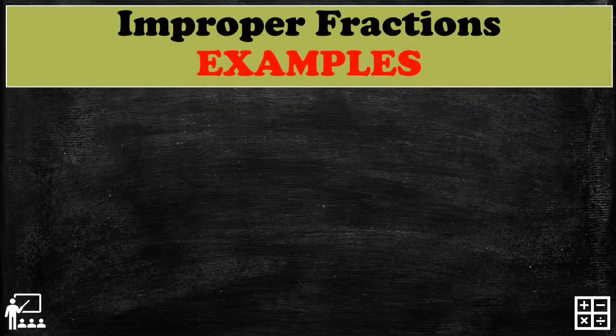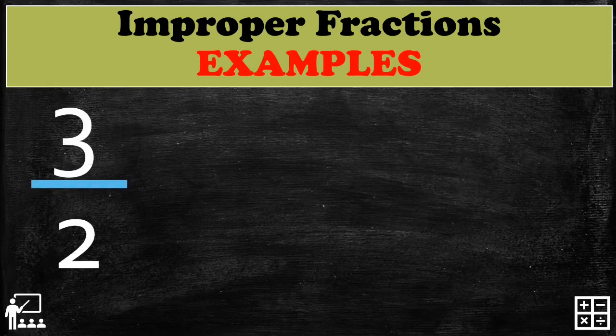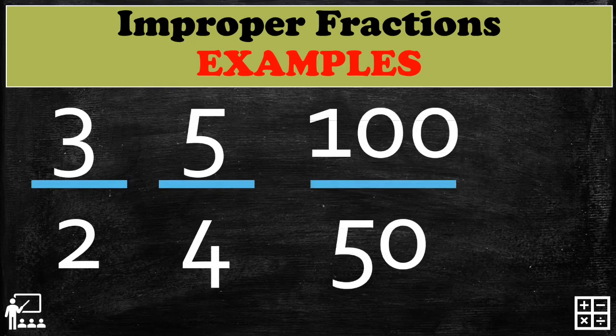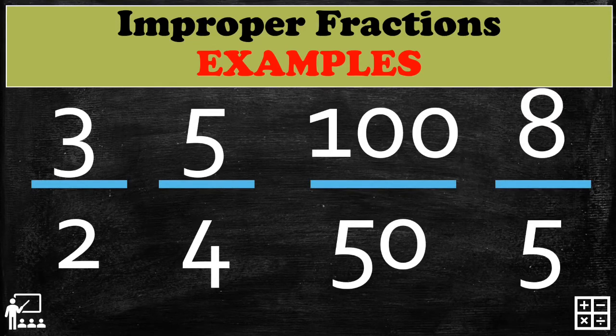These are the examples of improper fractions: 3/2, 5/4, 100/50, and 8/5. As you can see, all the numerators, or the upper numbers, are greater than the denominator, or the bottom number. So these are the examples of improper fractions.